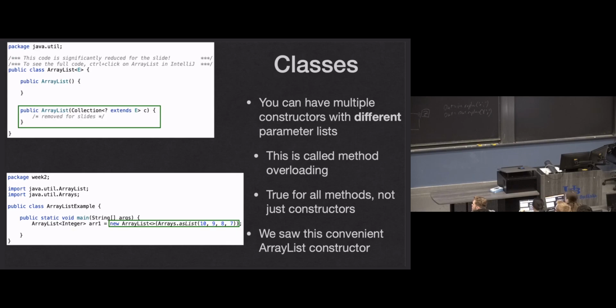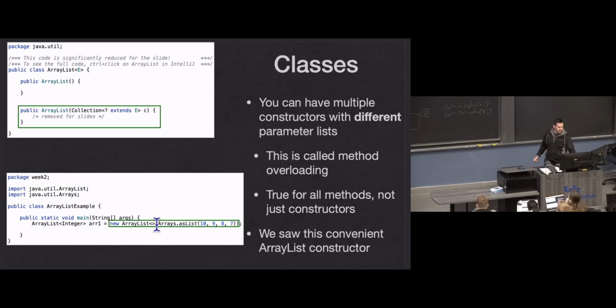You can have regular methods, non-constructors, that have the same name as other methods in the same class. It's called method overloading. This is allowed as long as they have different parameter lists. So this constructor takes a parameter. This constructor does not. Therefore, we are allowed to write both of these, and depending on the parameters that you give the constructor, that's going to determine which constructor is actually used to create that ArrayList.